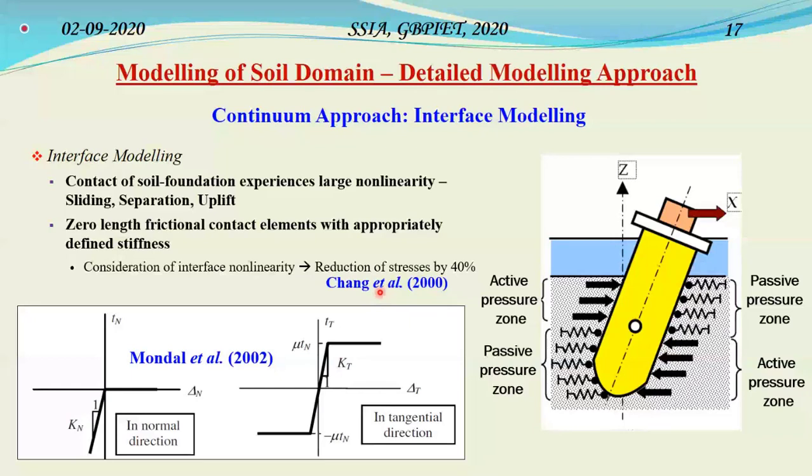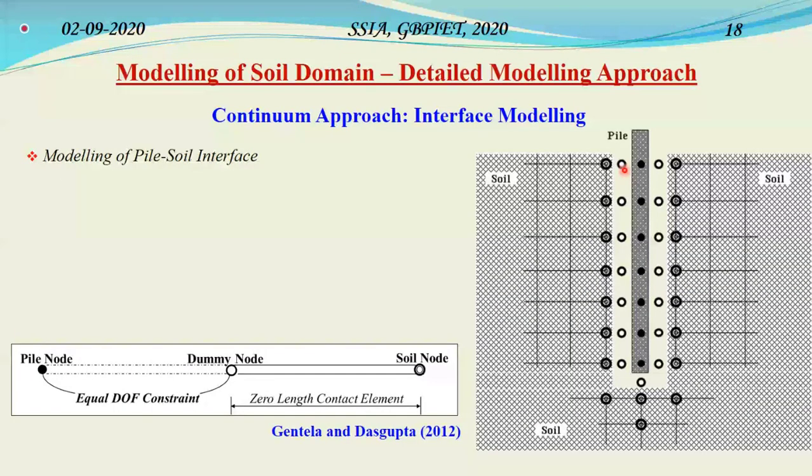Coming to the modeling of pile soil interface, again on the right hand side of the figure you can see that there is a pile. Remembering that pile is made up of a beam column element. The shaded area is the soil. Remembering that soil is made up of 4-noded quadrilateral element, and in between there are some hollow circles which represent some dummy nodes. The crux or the context of the interface modeling remains the same as earlier.